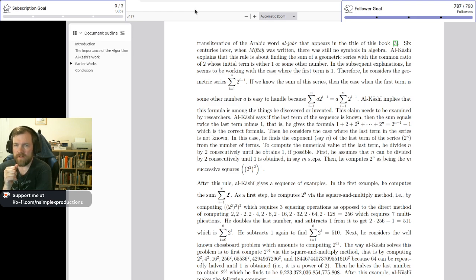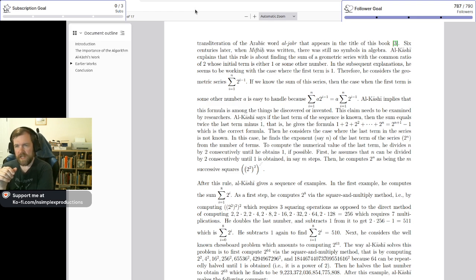Okay. Six centuries later, when Miftah was written, there were still no symbols in algebra. Al-Kashi explains that this rule is about finding the sum of geometric series with common ratio 2, whose initial term is either 1 or some other number. In subsequent explanations, he seems to be working with the case that the first term is 1. Therefore, he considers the geometric series sum as i goes from 1 to n of 2 to the i minus 1.